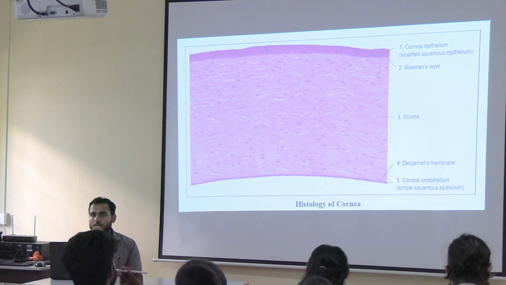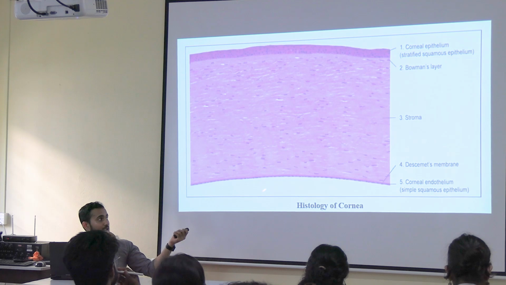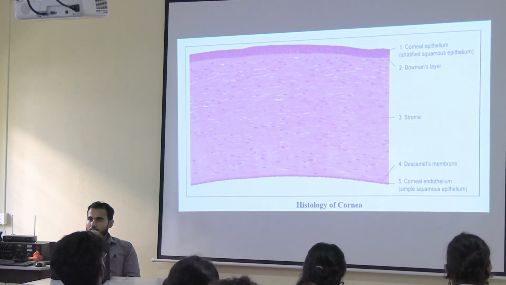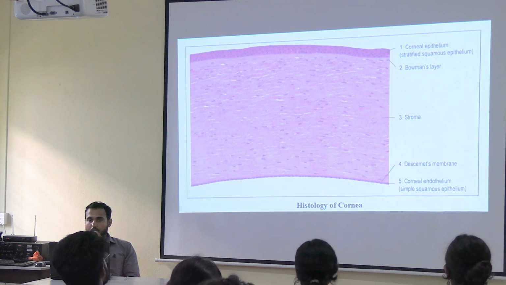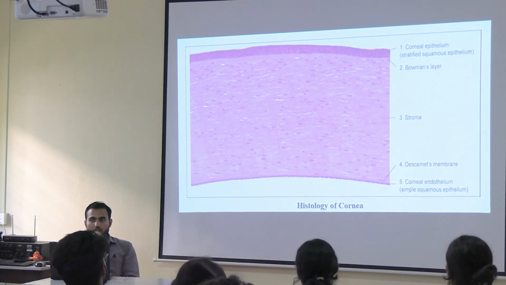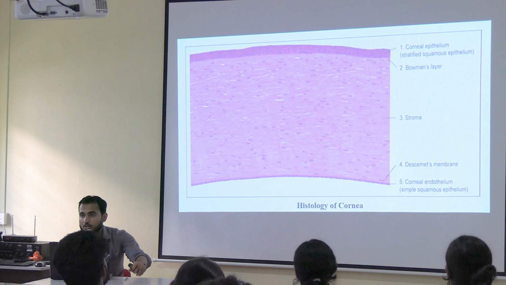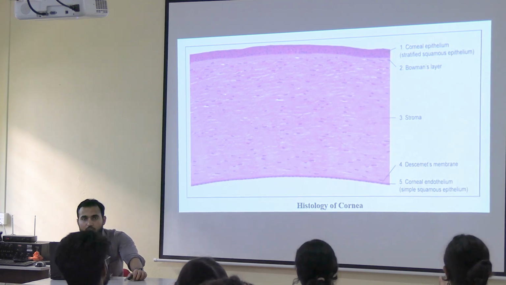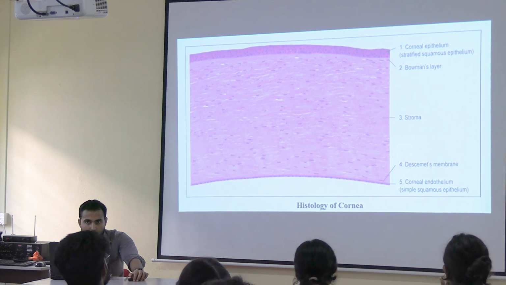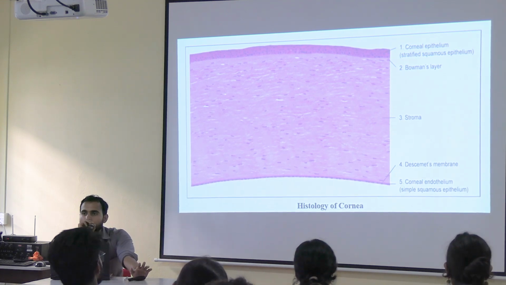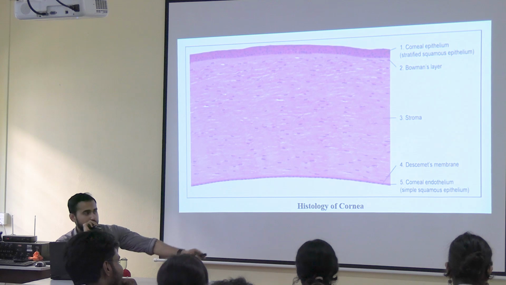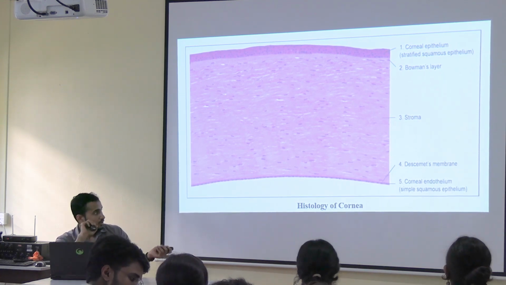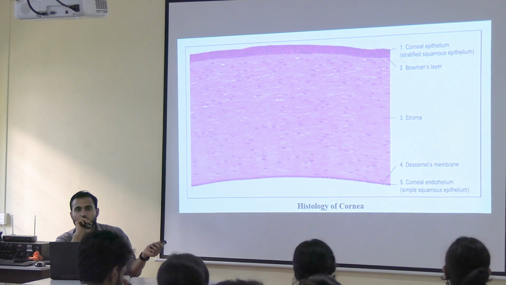Okay. Now deep to the endothelium, what will be present over here? Anyone? Deep to the endothelium, what will be present? Just now I have mentioned. No, deep to the endothelium, aqueous humor. Deep to the endothelium, aqueous humor will be present. Okay? So the nutrition of the cornea, okay, that is taken up from this aqueous humor only. So that is about the cornea.